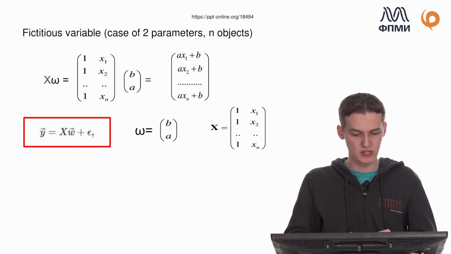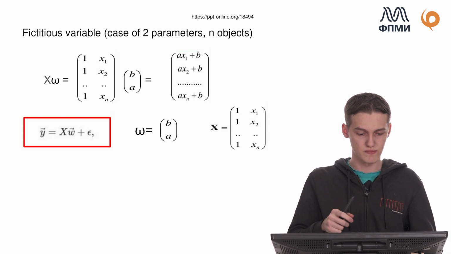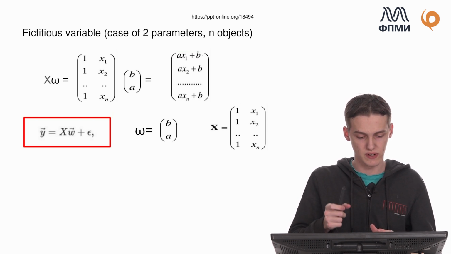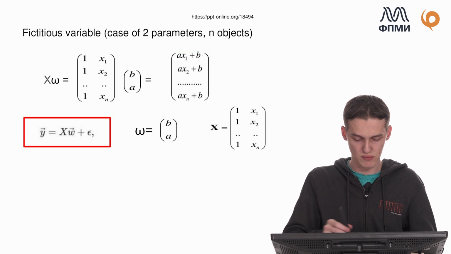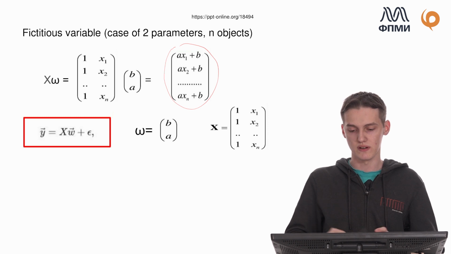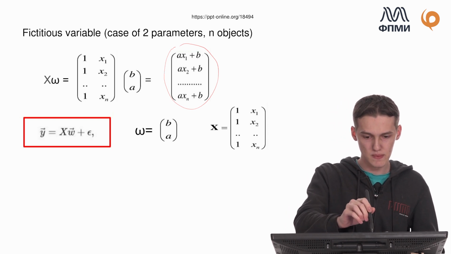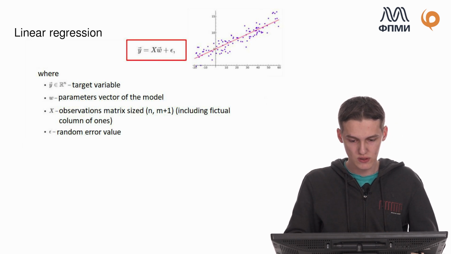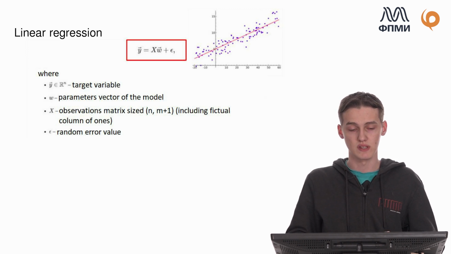So how would we represent this task in matrix form? We'll add a fictitious variable, a column of ones, to the x values. So in matrix multiplication, we'll get these beautiful formulas that are indeed similar to our formulas for linear regression. And so, yes, the task is to predict weights, W.